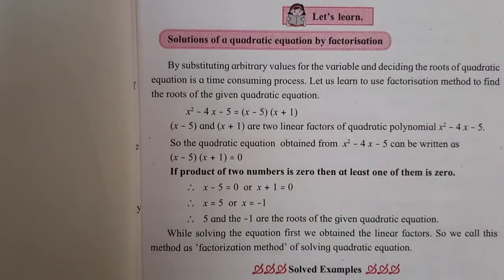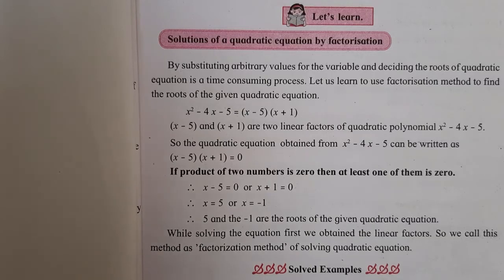Solution of a quadratic equation by factorization, or we can call it the factorization method. When we solve the quadratic equation by factorization method, first of all we have to write the equation in the form ax square plus bx plus c equals 0. Then we have to find the two linear factors of the left hand side of the equation. That means we have to find the product of the last term and sum of the middle term. After getting the linear factors, we have to equate each linear factor to 0 and then write the root of the given equation.